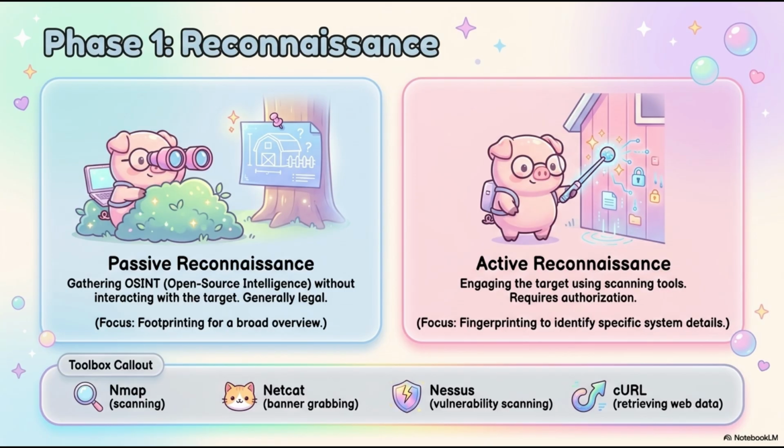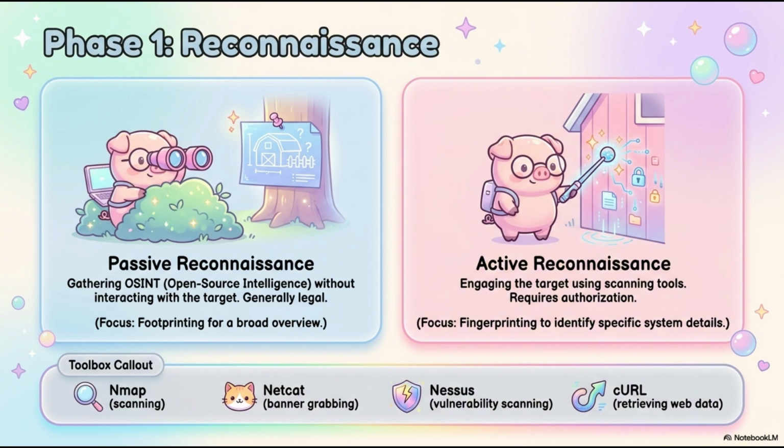Reconnaissance is the first phase of penetration testing. Passive reconnaissance gathers information using open-source intelligence without directly interacting with the target. Active reconnaissance engages the target using scanning tools. Passive methods are generally legal because they do not directly interact with the target, while active methods require explicit authorization.